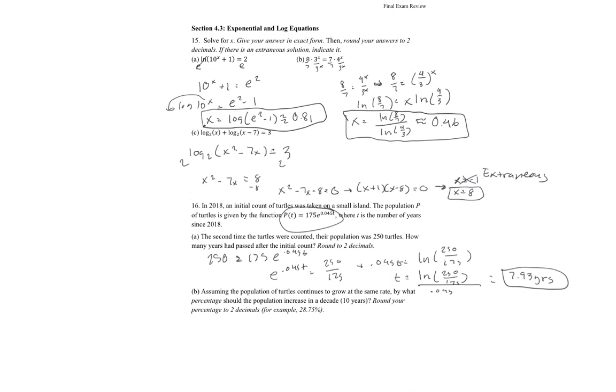And so on part B, it says assuming a population of turtles grows at that same rate, so that means we're still going to have the 0.045 rate. And then it says, by what percentage should the population increase in a decade or 10 years? And so what we're going to do is we're trying to find how much it grows, or it's like growth amount. And so that's going to be, we're just going to have that e to the 0.045 times the 10 years. And so that'll give us a growth of 1.56831, but to get that as a percentage, we have to subtract 1 and then multiply it by 100, right? So then once we do that, we'll get a growth percent of 56.83%.